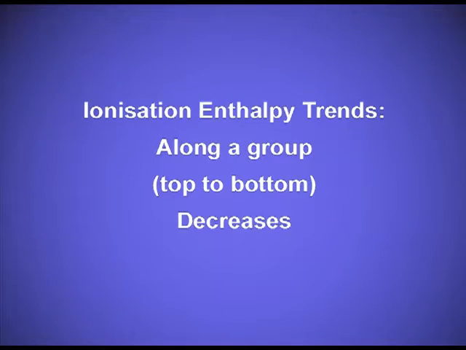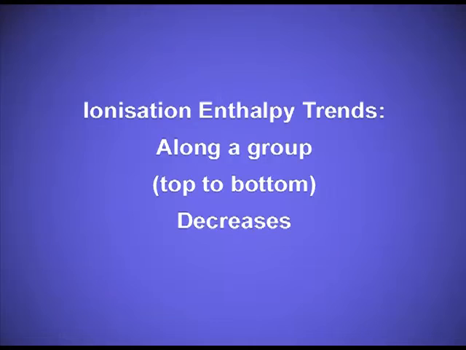Ionization enthalpy trends. First of all, along a group. When we study a group, we always talk about top to bottom. Ionization enthalpy decreases down the group. The reason is the atomic radius is increasing when we move from top to bottom, and when the size is increasing, the valence electron is moving away from the nuclear pull. So, it will be very easy, or you can say we need very little energy to remove that valence electron down the group.